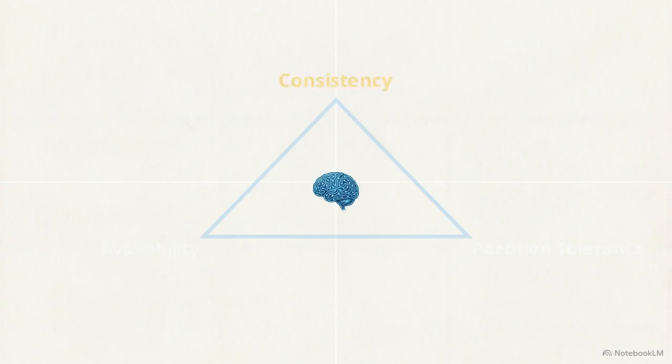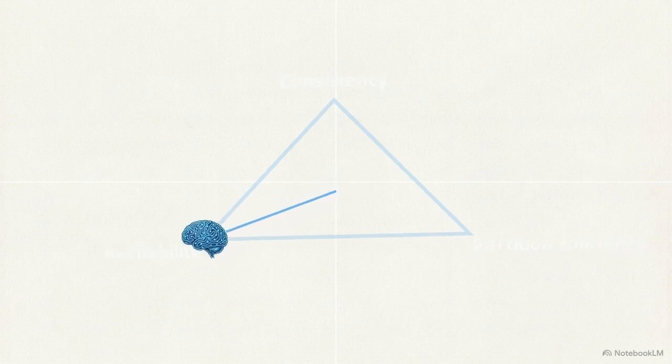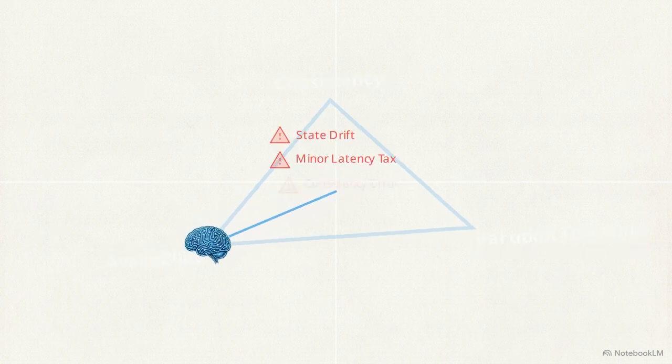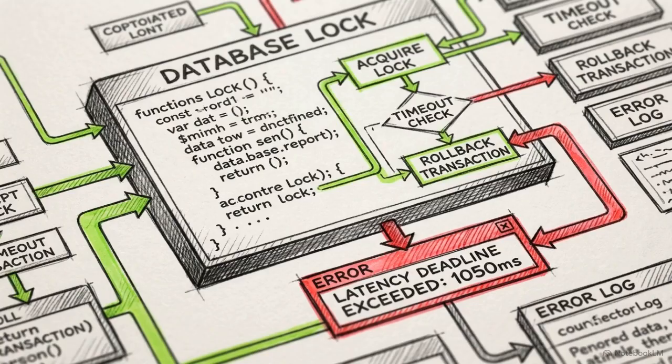To meet the 800 millisecond deadline, the orchestrator must prioritize availability, accepting the tax of potential state drift or minor consistency errors. An AI agent will continue to prioritize perfect consistency unless the prompt explicitly instructs it to sacrifice that consistency for the latency budget.